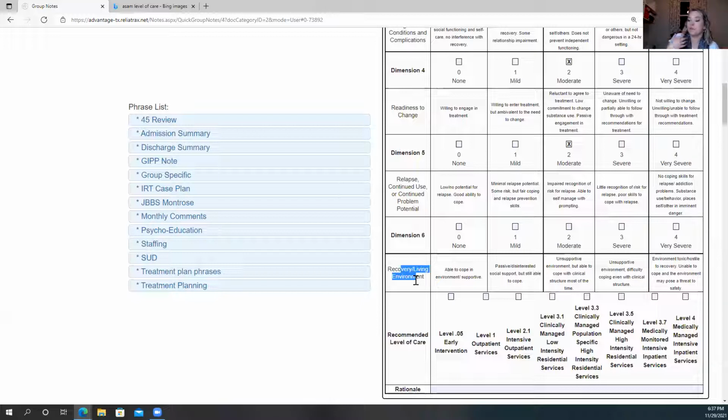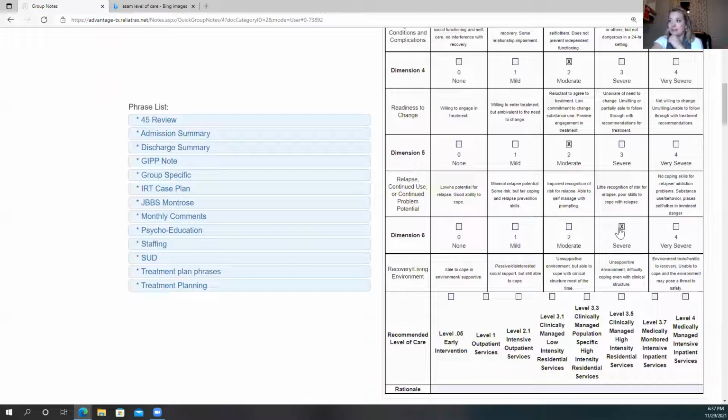And so really, most of our clients are going to fall in that level 3. They have an unsupportive environment and difficulty coping, even if they've been in a clinical structure. A lot of our clients go to outpatient, and then that doesn't work, and they end up in ERT. So most of our clients fall in that level 3. If they're in ERT, they might fall into the 1 to 2 in outpatient. Again, this should differentiate per client.